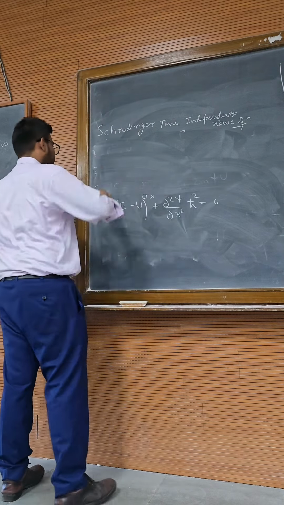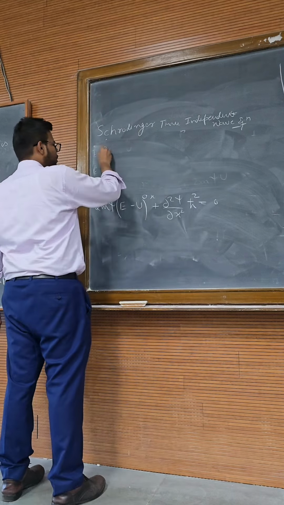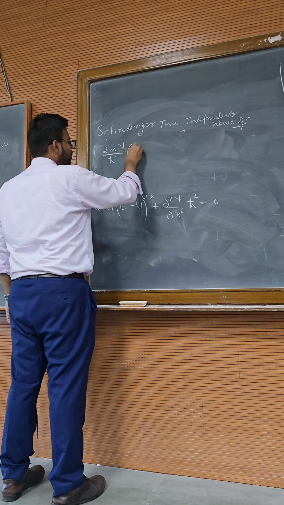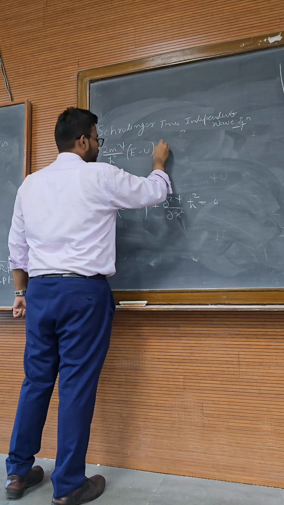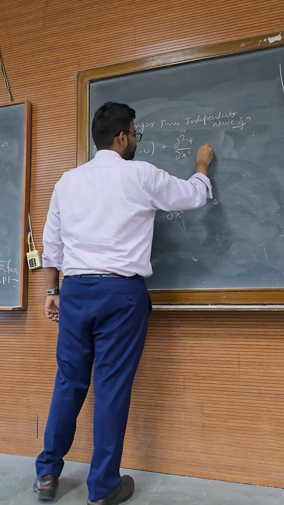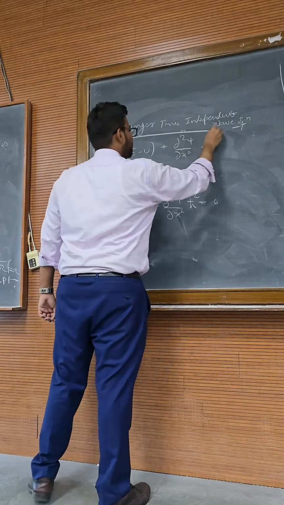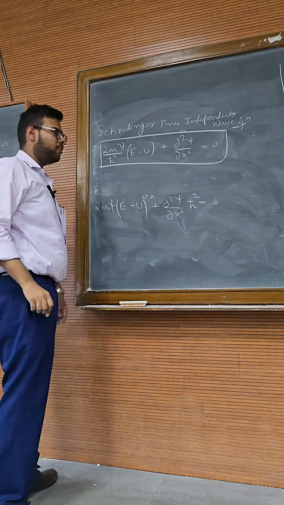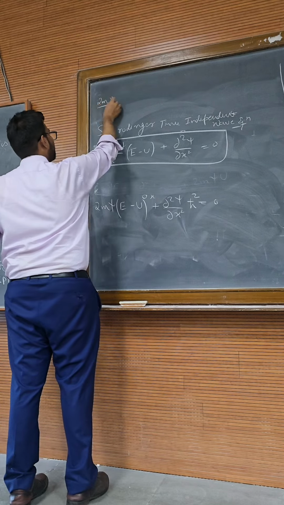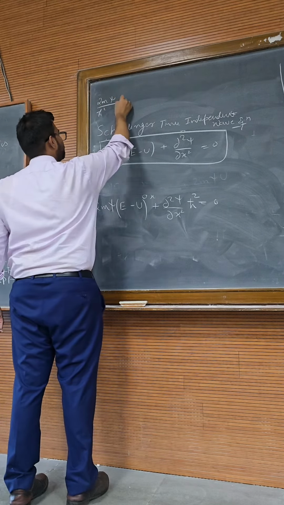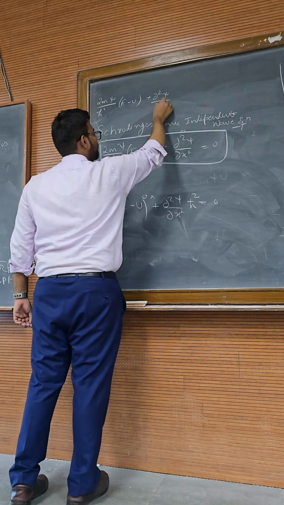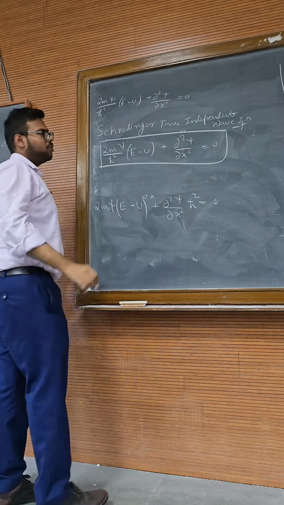Okay, what's next? Well, let's see. We get 2m psi by h cross square into e minus u plus del 2 psi by del x square is equal to 0. And this is the time independent Schrodinger wave equation, right? So I will write it over here for the time being: 2m psi by h cross square into e minus u plus del 2 psi by del x square is equal to 0, right? You got this thing.